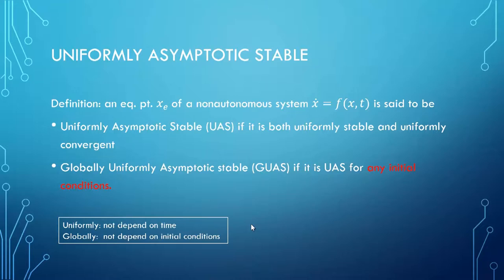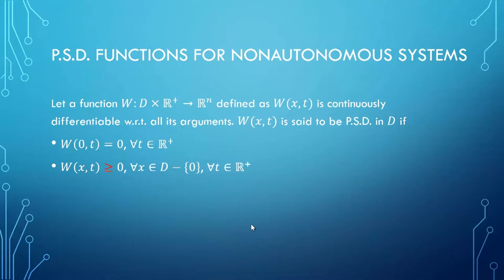So uniformly means it doesn't depend on time. Globally means it doesn't depend on initial conditions. So globally uniformly means it doesn't depend on time and initial condition. No matter where it is, it will converge to the origin uniformly. Okay. These are all just definitions. They will be related to the definitions of these functions.